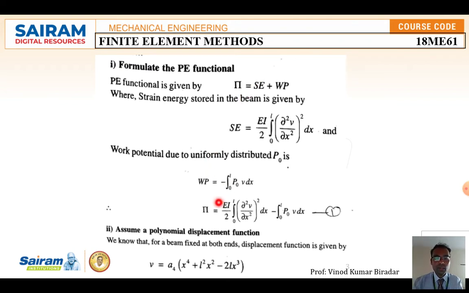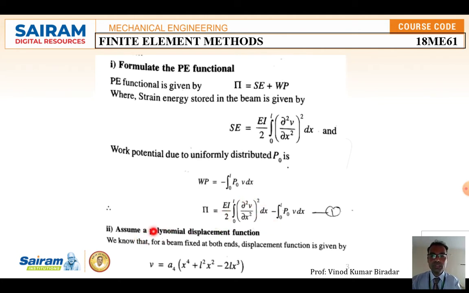After substituting, we get pi equal to EI by 2, where E is Young's modulus and I is the moment of inertia, integral from 0 to L of (d squared v by dx squared) squared dx minus integral from 0 to L of P naught into deflection into dx. Give this equation number 1. We know this is of second order, so assume a polynomial displacement function.